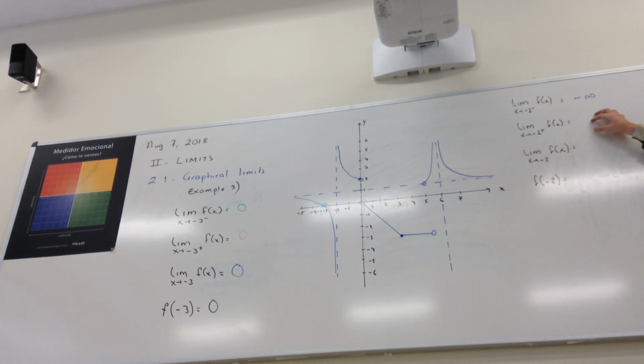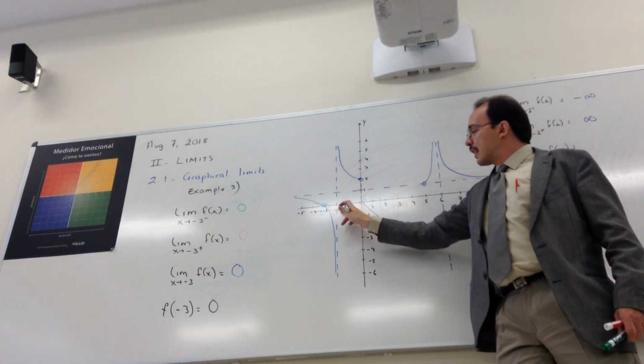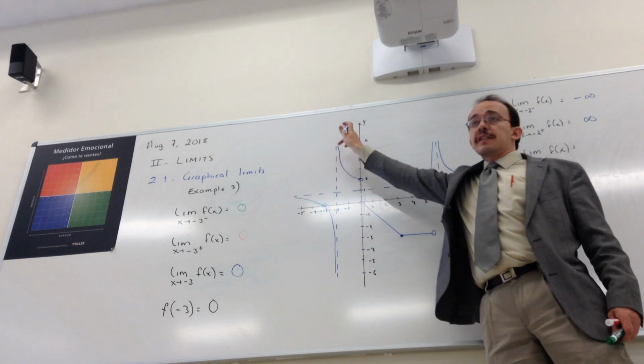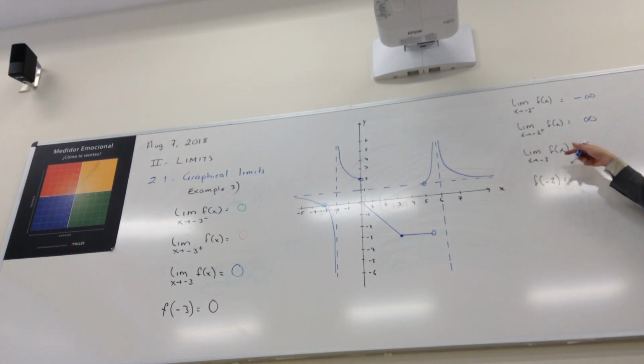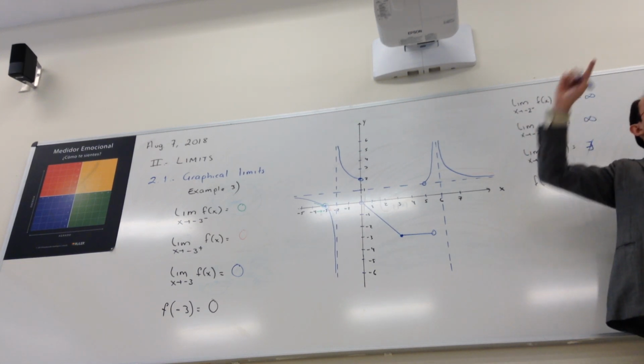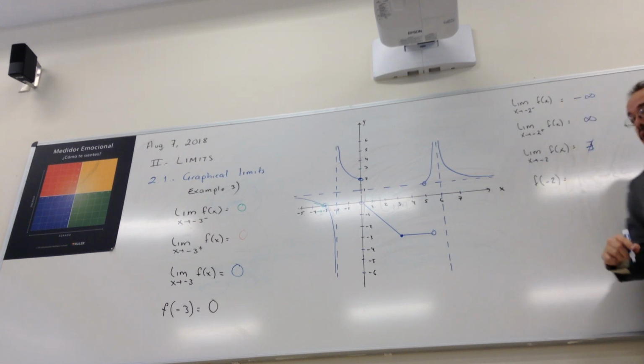If I say x approaches -2, but from the right side, it's the same. Positive infinity. Why? You're approaching from the right side of -2, you're going towards infinity now. If I say the full limit, this is called full limit when it's from both sides, approaching -2 from both sides, the answer will be? Doesn't exist. Why? Because it has different behaviors, different places.